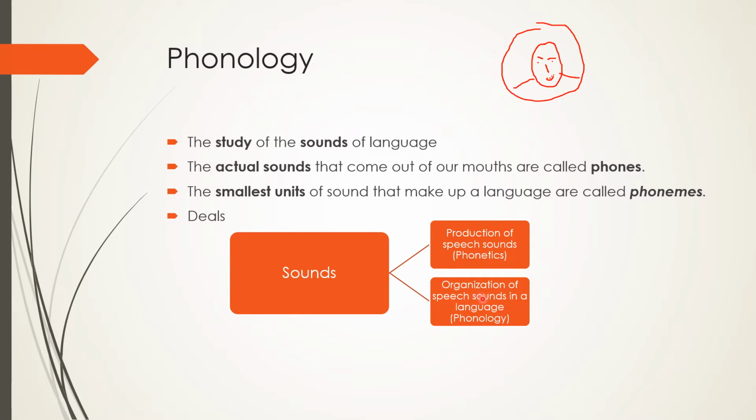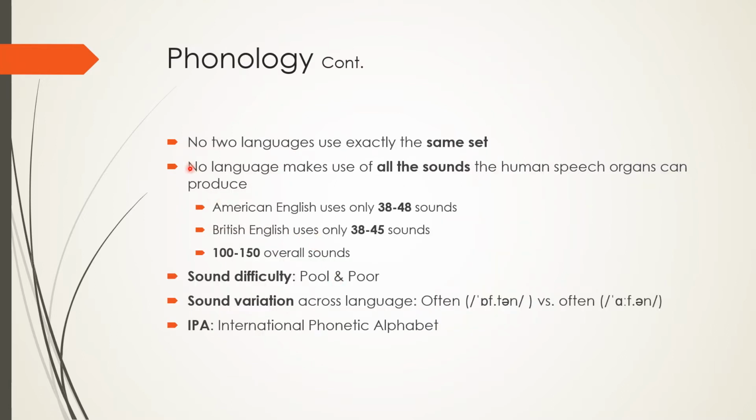For example, in the sound unit "pen", we have three different sounds: the "pa" sound, the "e" sound, and the "na" sound. These three sounds together compose the unit of sound "pen", and that's how this organization will be identified and studied under phonology. But ultimately, this particular section will be studying sounds. And let's have more issues, like no two languages use exactly the same sounds. That's what we said when we gave the example of Bangla and English. We say that yes, they're different. No language makes use of all the sounds the human speech organs can produce.